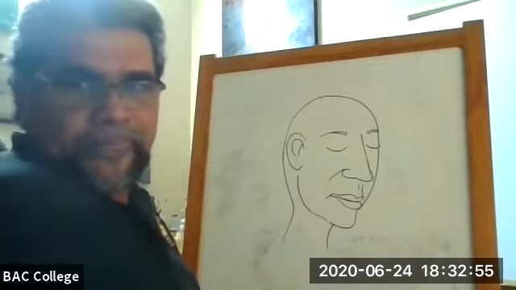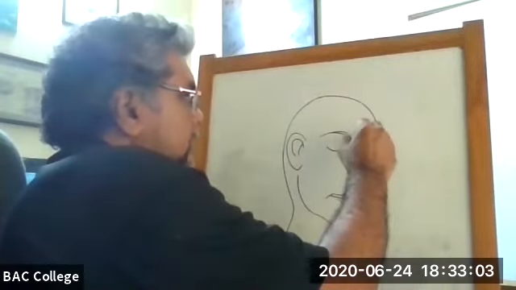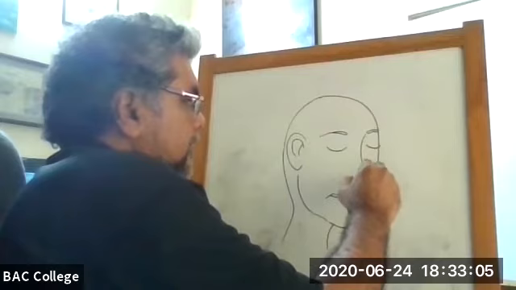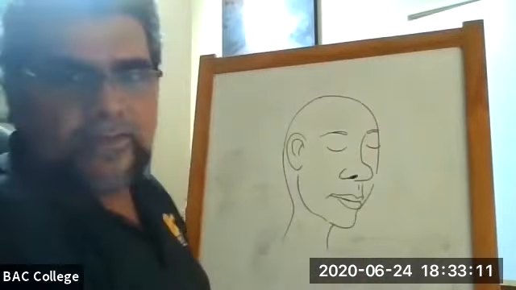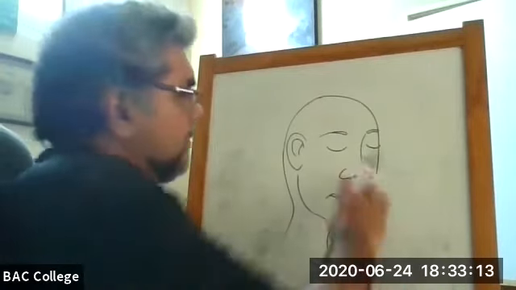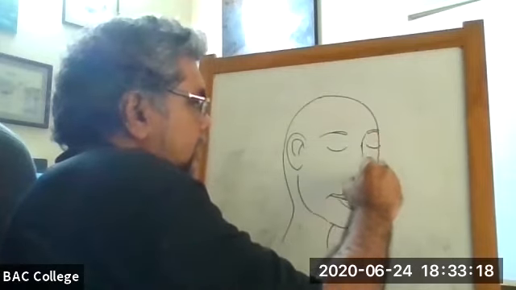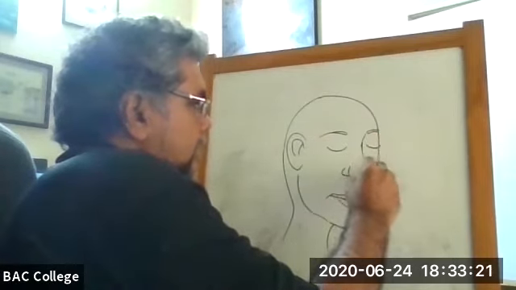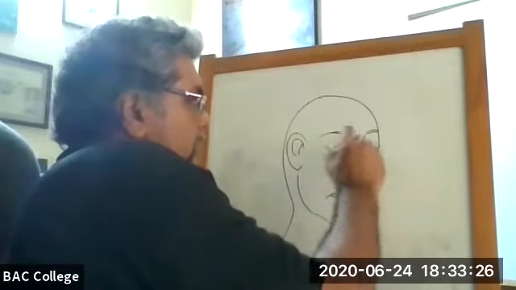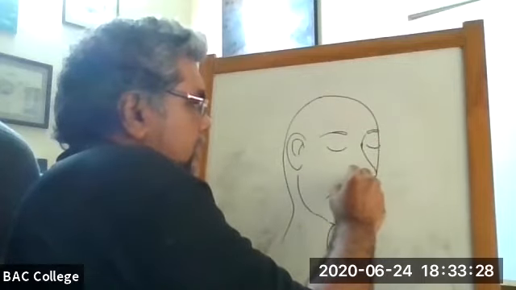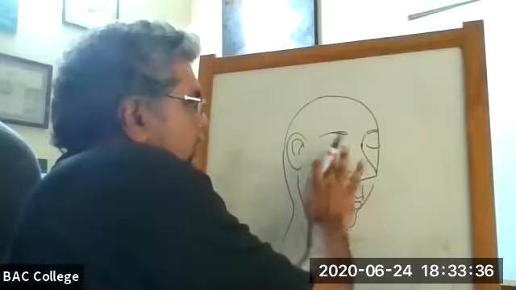So the nose, you can give any kind of nose you want. You can even give a nose which is like this and then comes out. You can see the nostrils. You can draw a nose like that. You can even draw a nose like that. So there are many kinds of nose, okay?